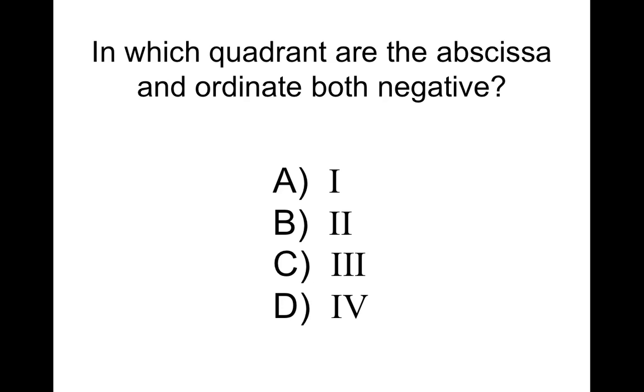So let's see if you've been paying attention. In which quadrant are both the abscissa and the ordinate negative? When the abscissa is negative, we go to the left, and when the ordinate is negative, we go down. That puts us in quadrant 3.